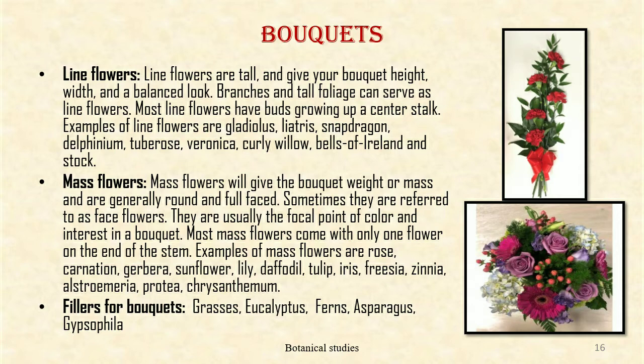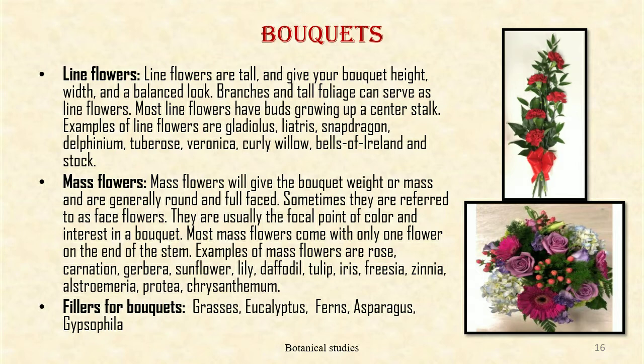Mass flowers. Mass flowers will give the bouquet weight or mass and are generally round and full faced. Sometimes they are referred to as face flowers. They are usually the focal point of color and interest in a bouquet. Most mass flowers come with only one flower on the end of the stem. Examples of mass flowers are rose, carnation, gerbera, sunflower, lily, daffodils, tulip, iris, freesia, zinnia, alstroemeria, protea, chrysanthemum, etc.